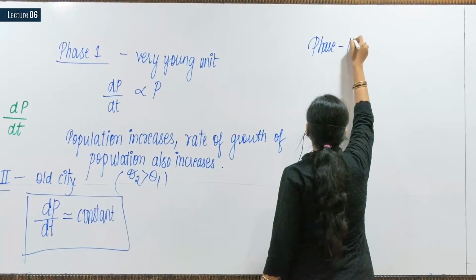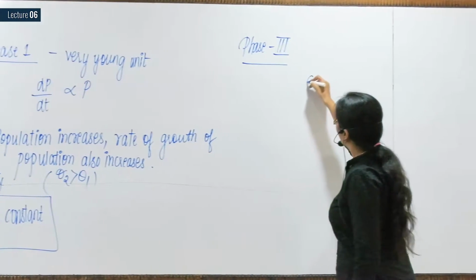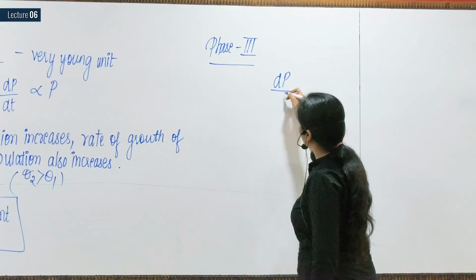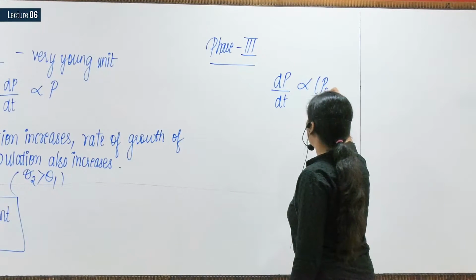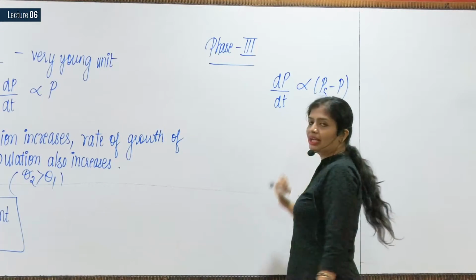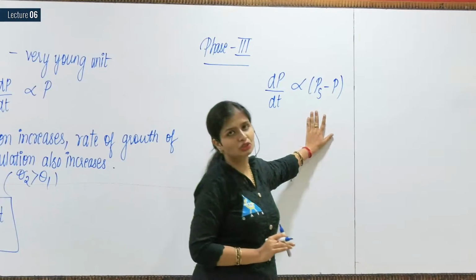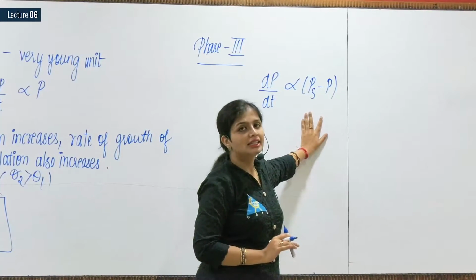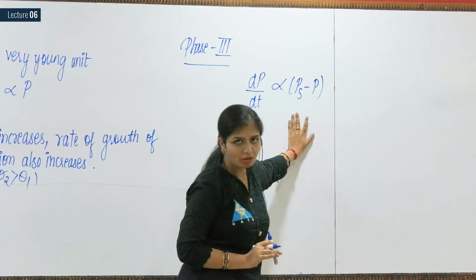So what happens in phase 3? Your rate of growth of population is directly proportional to PS minus P. Now let me explain how it works. PS, I told you, is the saturation population. That is the maximum amount of population that a city, that a community can accommodate.